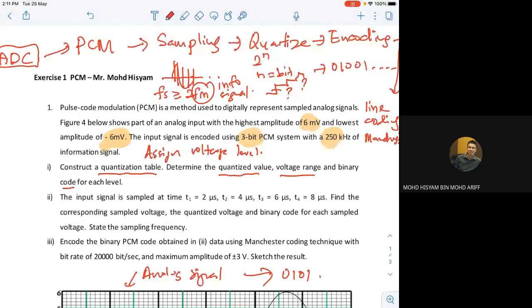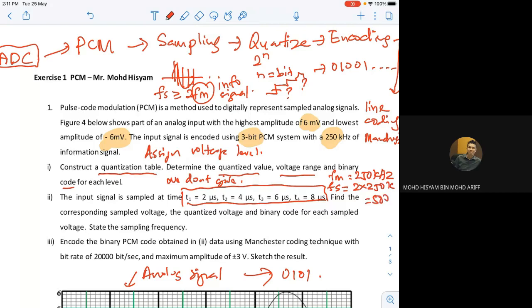Question number 1 done. Question number 2: the input signal is sampled at time 2 microsecond, 4 microsecond, 6 microsecond and 8 microsecond. Actually, sometimes we don't give you this info. So how to solve it if this information is not given? FM equals 250 kilohertz, then Fs is 2 times 250 kilo, you get 500 kilohertz.